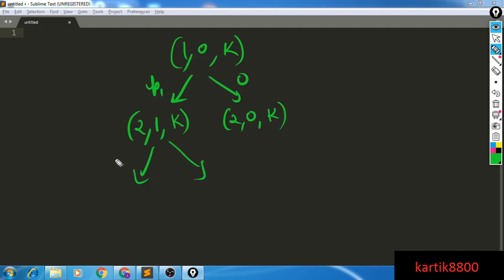Again, same thing, you could either sell your stock or you can choose not to sell your stock. There are just two options from this state. So if I sell the stock, I will get a price P2, right? So plus P2 and minus P1 here for buying.